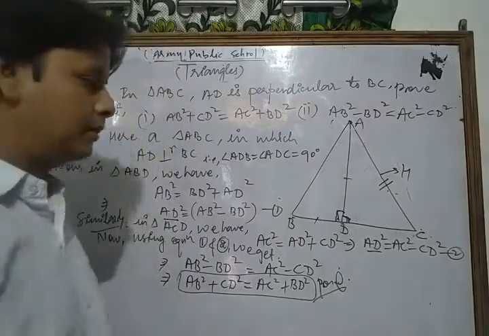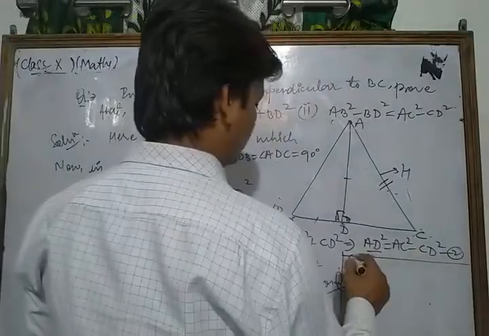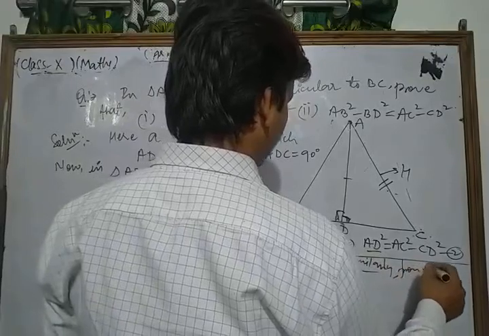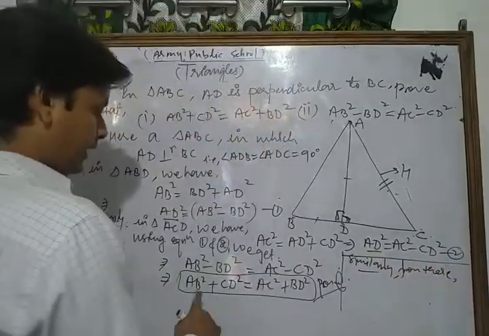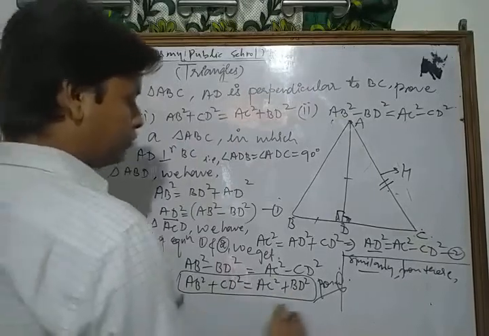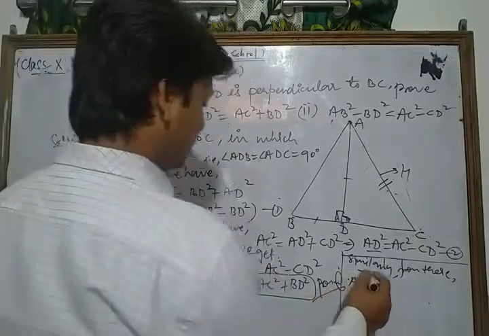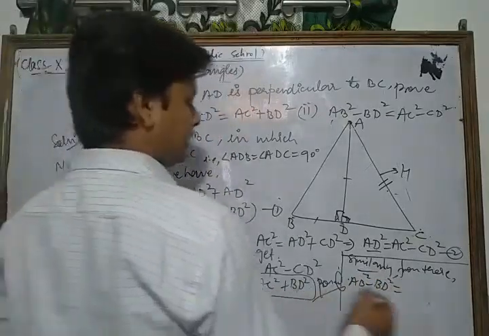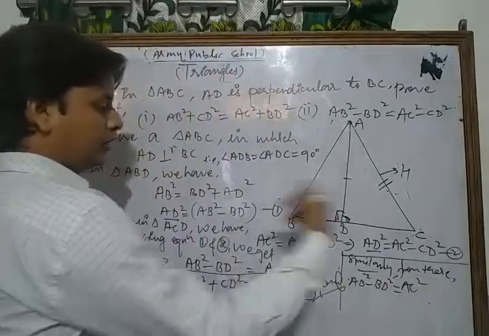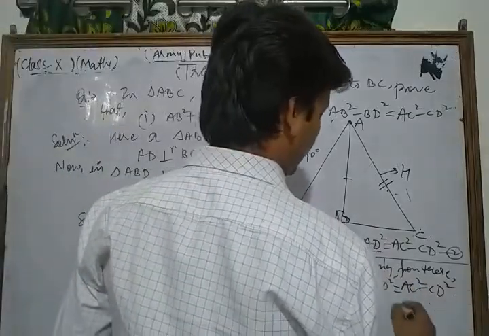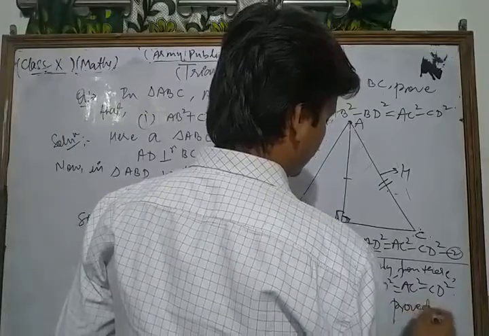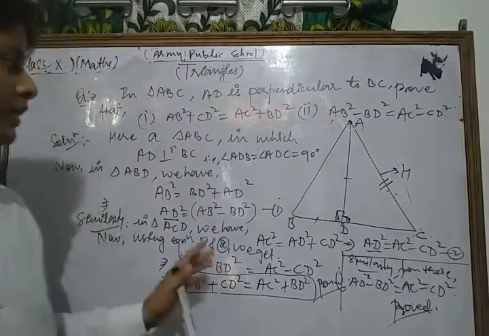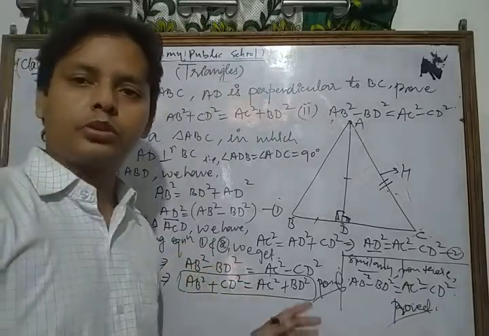Similarly from there, dear students, we transfer AB square in this way and BD square to that side, so we write AB square plus BD square, transferring that side minus BD square, is equal to AC square as it is, and plus CD square transferred to that side becomes minus CD square. Hence proved the second part of this question. So this is the method to solve the question based on the Pythagoras theorem.